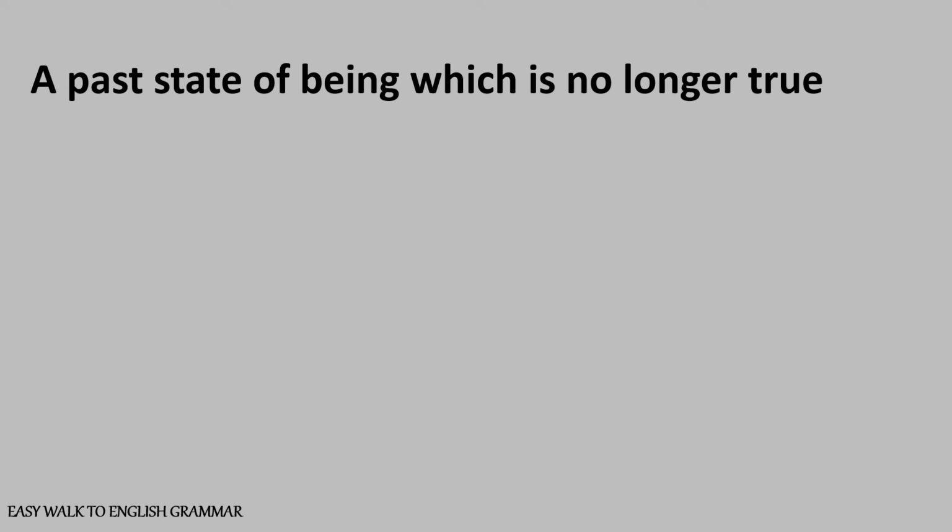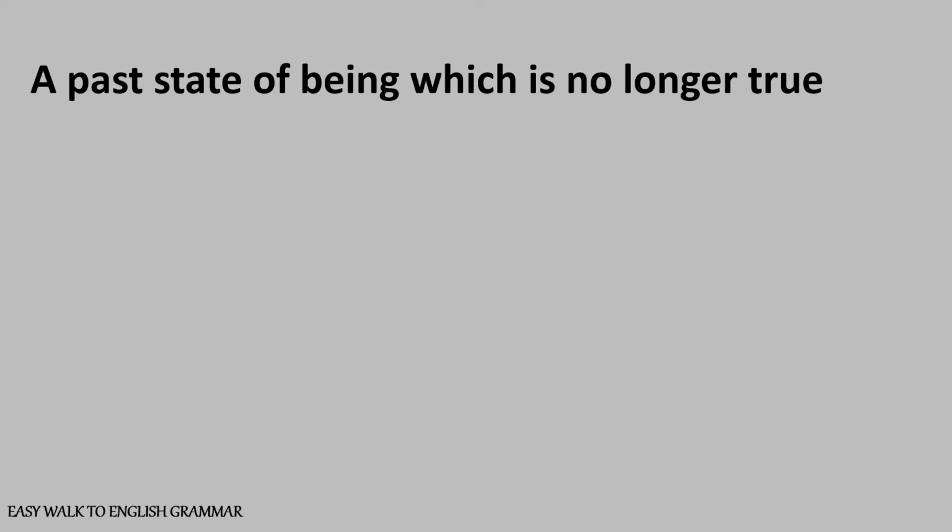And now coming back to our point, this aspect of simple past tense, a past state of being which is no longer true, is closely connected with what we learned a bit before, the habitual action in the past. There we were discussing the actions which were habits in the past, and here we are discussing the state of being in the past. This state of being existed only in the past and it's not true at present.